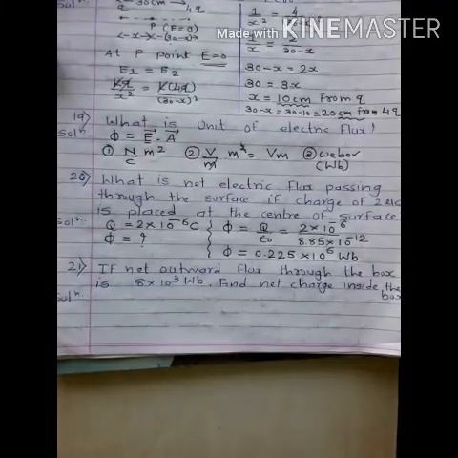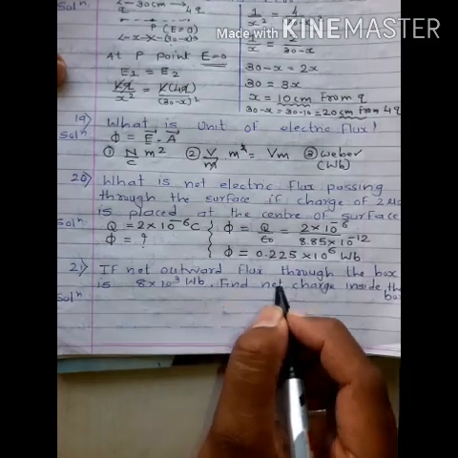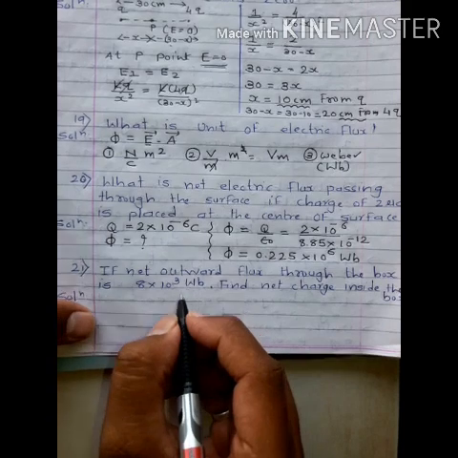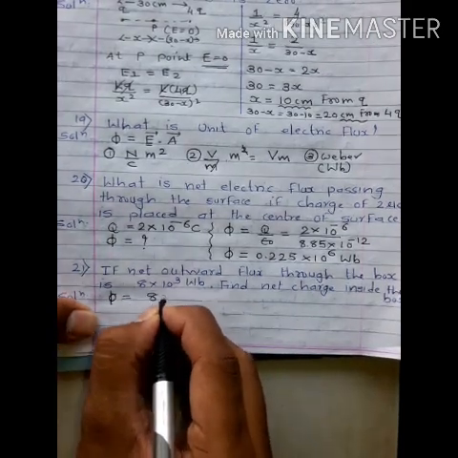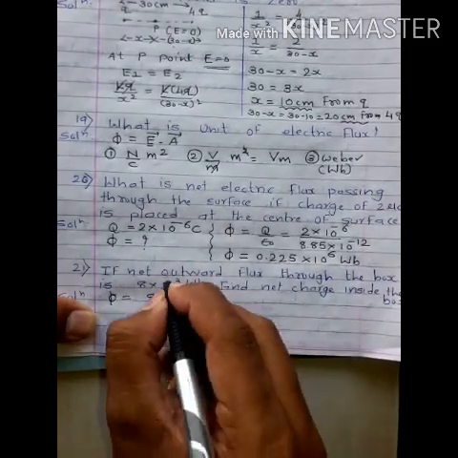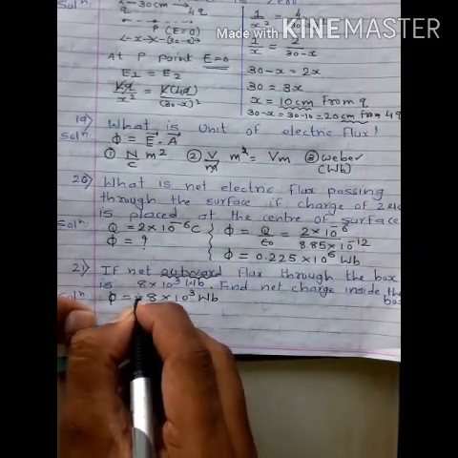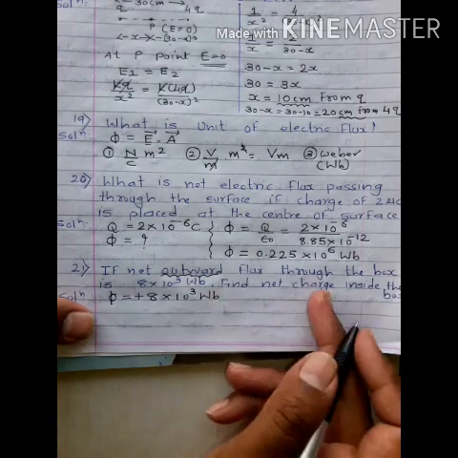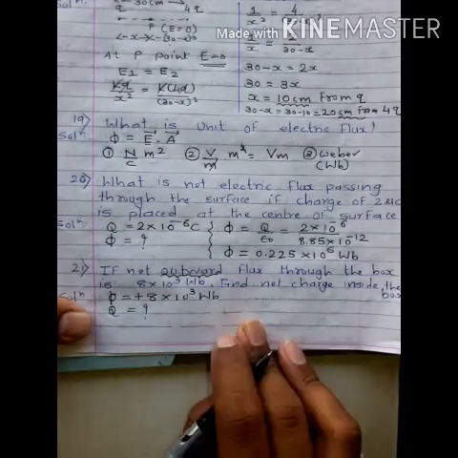Next MCQ. MCQ number 21. If net outward flux passing through the box is 8 into 10 raised to 3 Weber. So here the value of phi is given. Phi is equal to 8 into 10 raised to 3 Weber. Now remember one more point. Here we consider outward flux, so outward flux is always positive. Clear? So find net charge inside the box. Net charge inside the box means the value of Q.